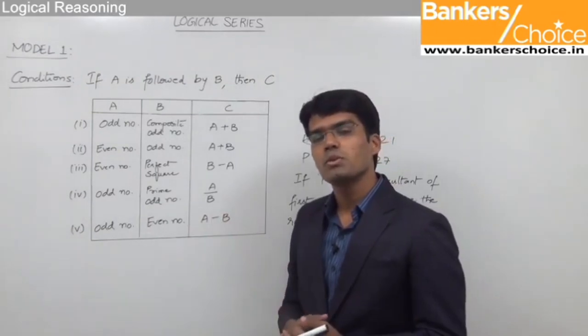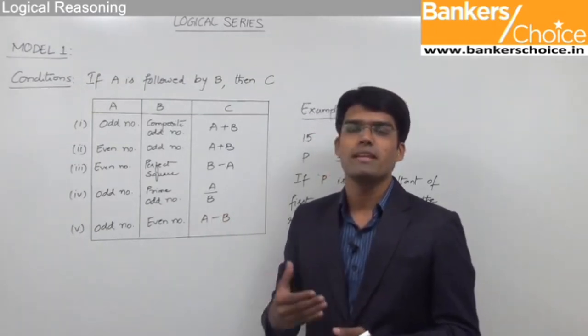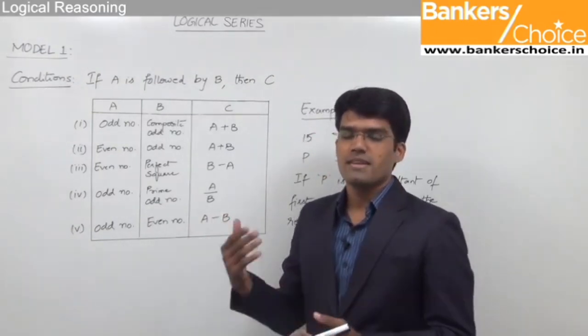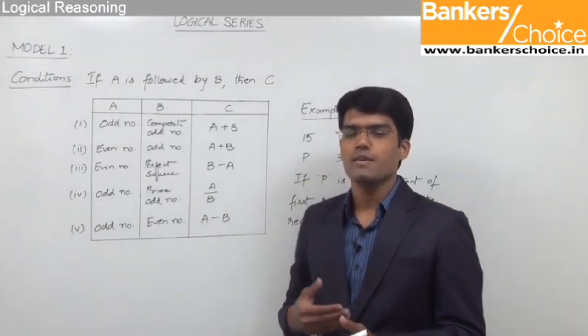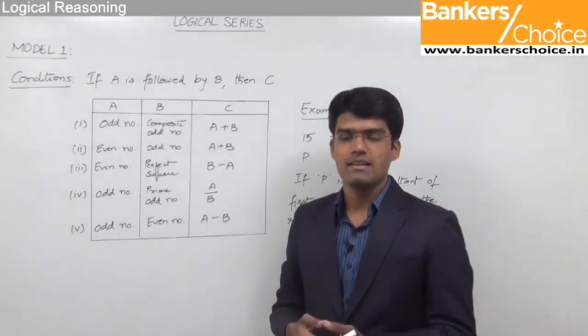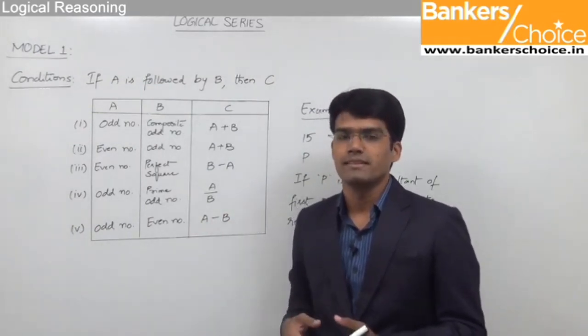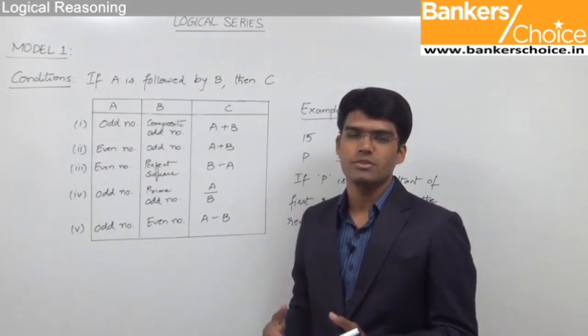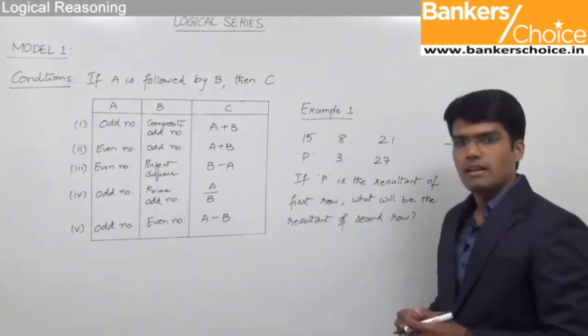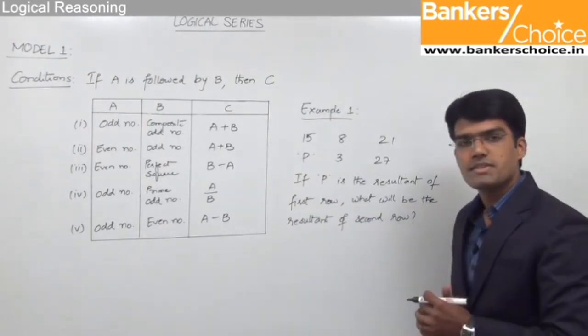And perfect squares are those numbers which are obtained by squaring integer values. Some examples of perfect squares can be taken as 1, 4, 9, 16, 25 and so on. That is 1 squared, 2 squared, 3 squared, 4 squared and so on. Let us now solve the question based on the conditions given here.